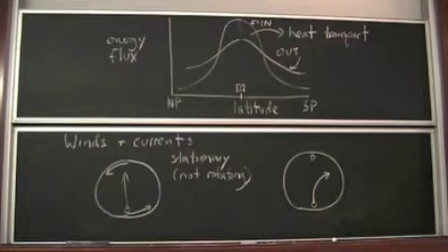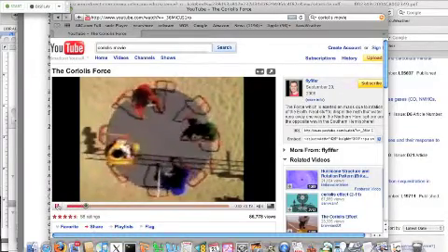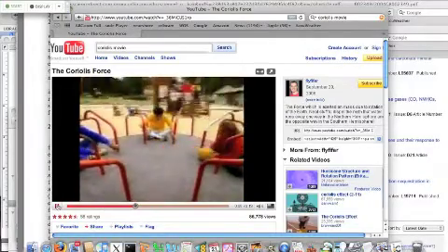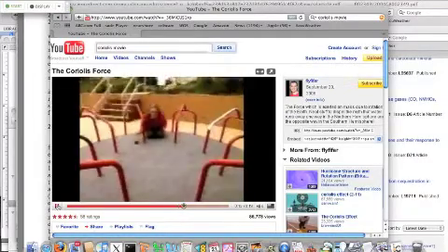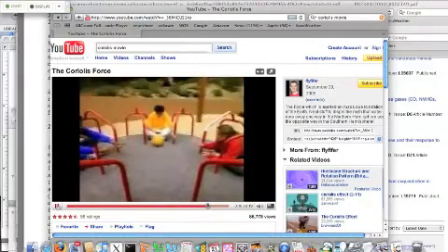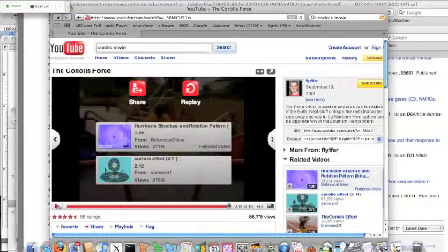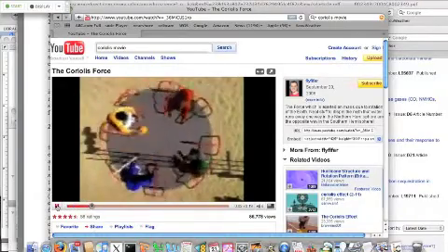So there's actually a movie of this. What we're looking at is we're looking down at a merry-go-round. It's kind of a grainy picture, but there are these kids sitting on the thing, and it's going to be spinning around, and they're looking at it from above. And we're going to see it in both the stationary and the rotating frames.